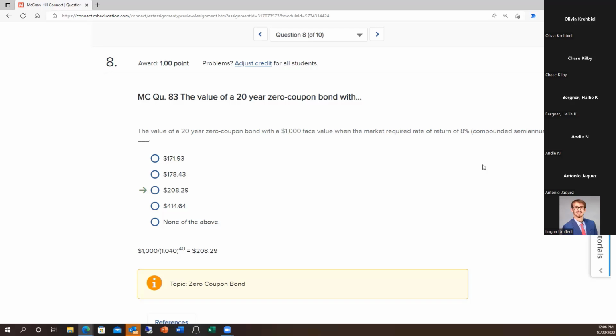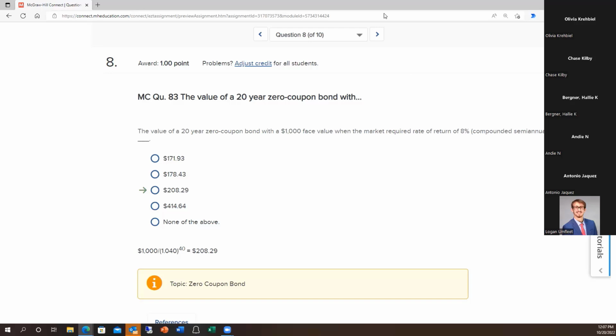Now let's talk about what this means. A zero coupon bond, how much is the annual coupon value of that? This isn't a trick question. 0. Yeah, very good, 0. Now, because we're pricing it semi-annual though, what are we going to have to do with that 20? Double it. Yeah, we got to double it. And what are we going to have to do with that market required rate of return? Divide it by 2. Yeah, divide it by 2.